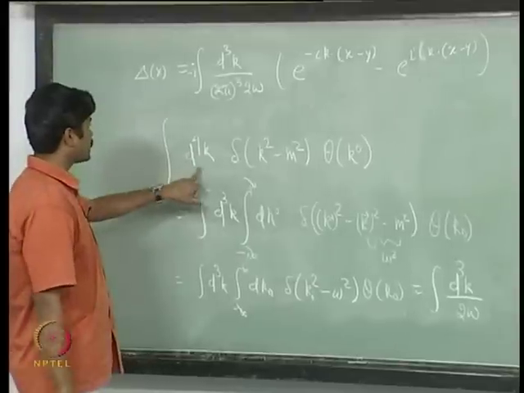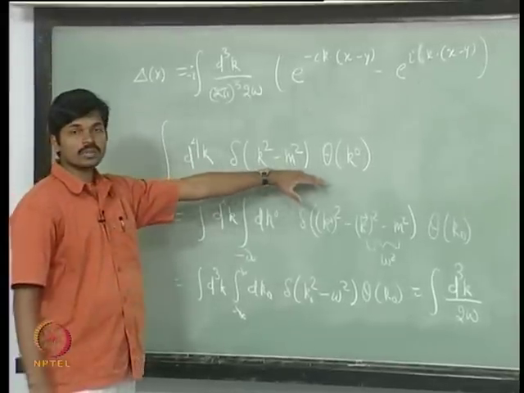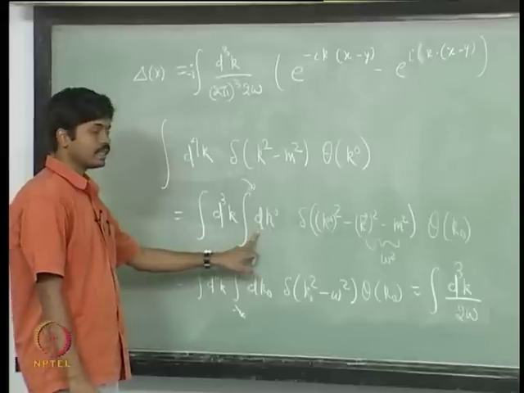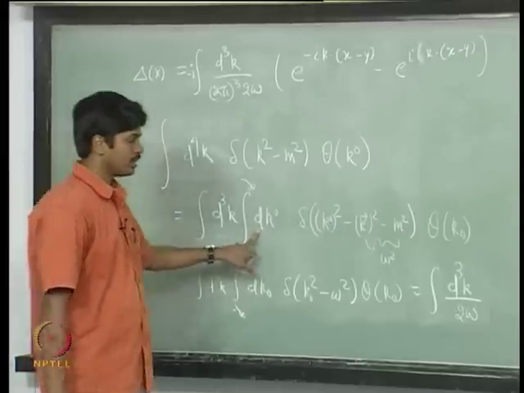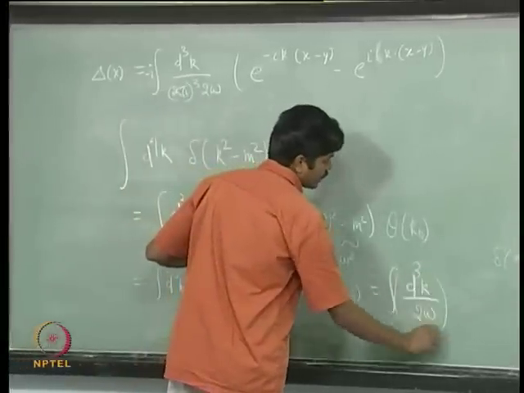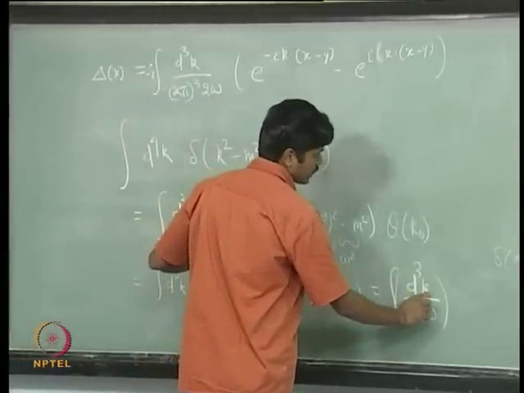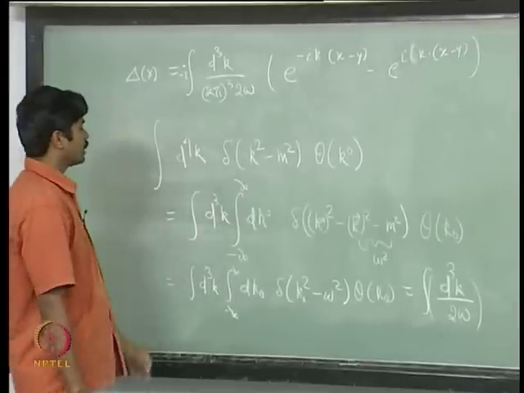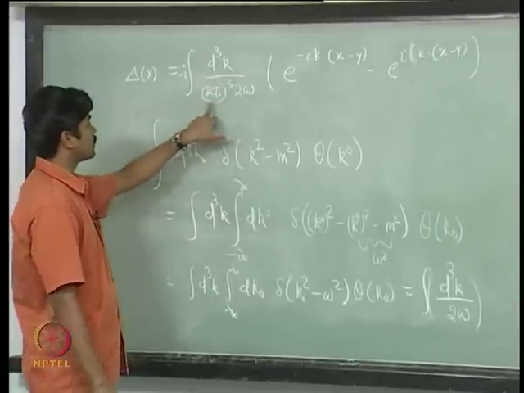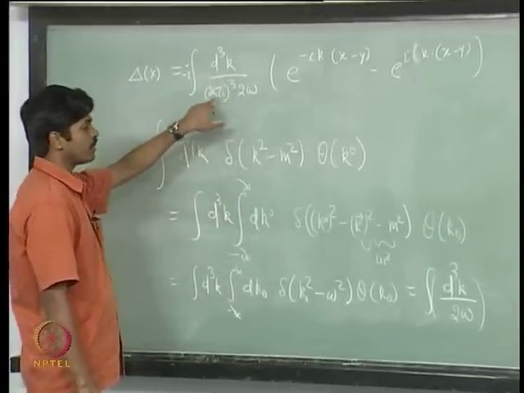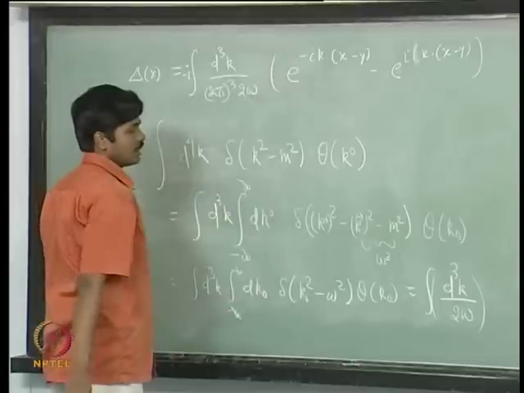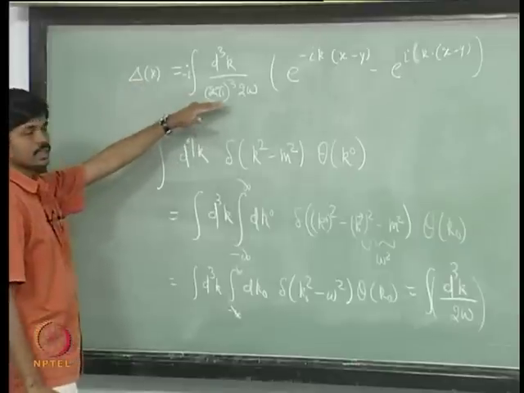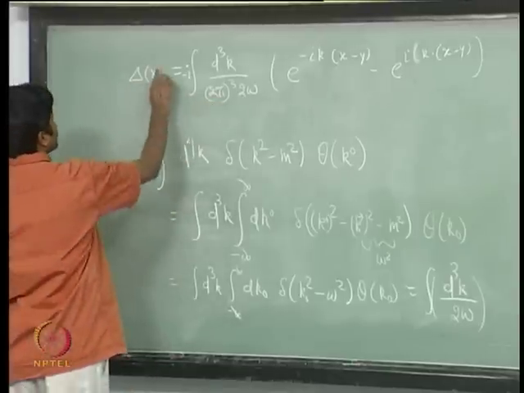So, we have started with a quantity which is Lorentz invariant, and then we have carried out the k0 integration, and at the end we got this integration over d cube k over 2 omega. Therefore, this here, this factor 2 pi cube is for convenience. So, this is actually Lorentz invariant. So, we have proved that delta of x is in fact Lorentz invariant.